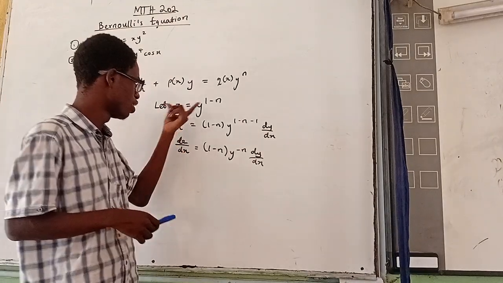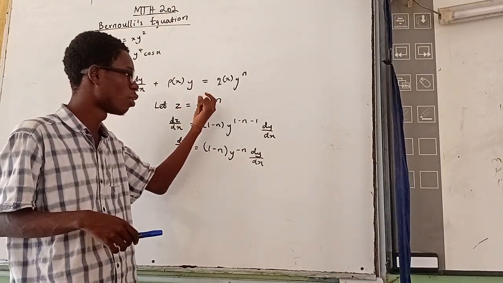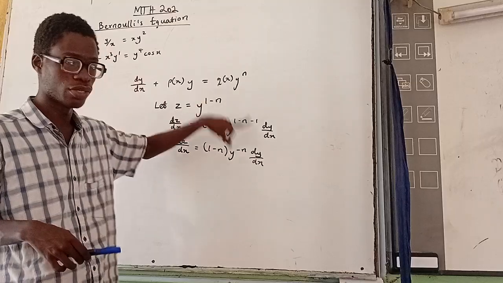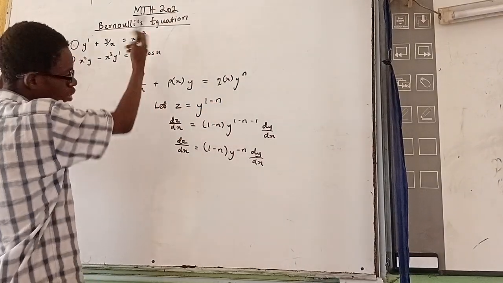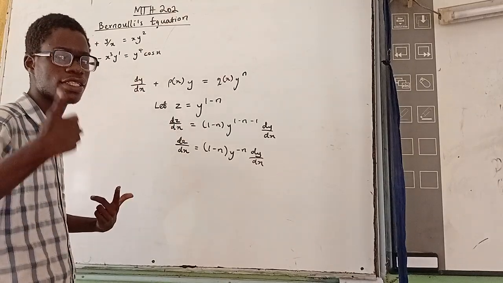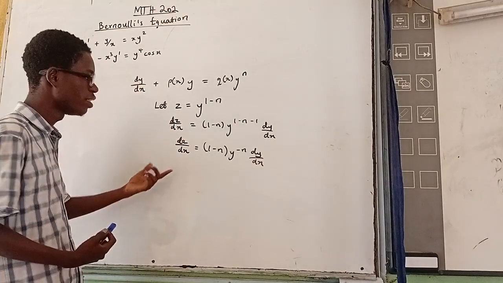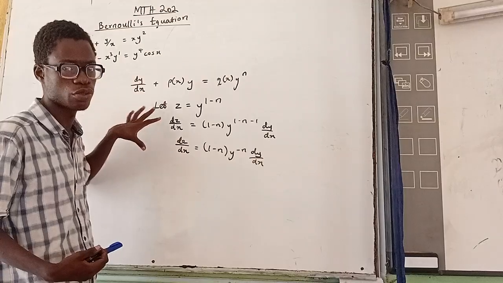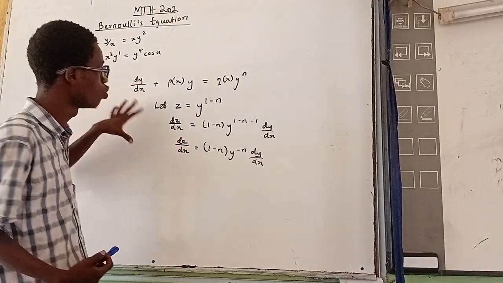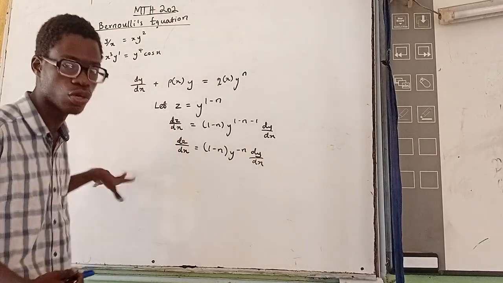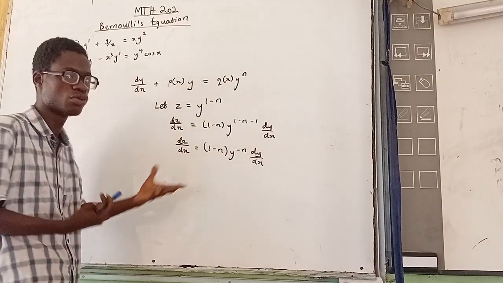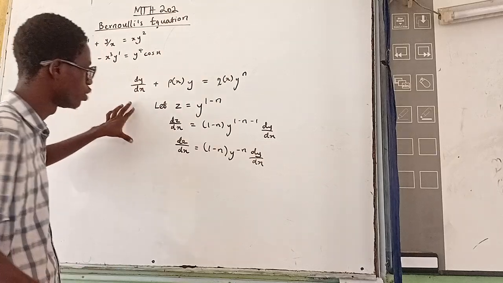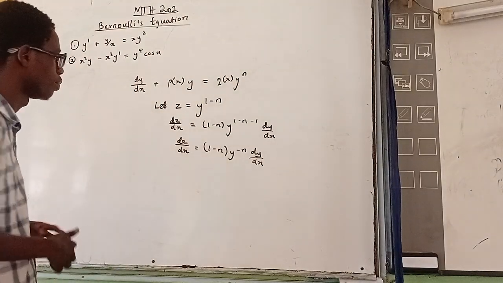The reason why we are using this substitution, let z equal y raised to power 1 minus n, is to reduce this Bernoulli equation into another equation that we can solve using an integrating factor. I've done a video on integrating factor. If you have not checked it out, go and check it out. We are going to be using it in solving these equations. If you are not good with integrating factors, you might not be able to catch up with us. So make sure you check out the video on integrating factors before we proceed.